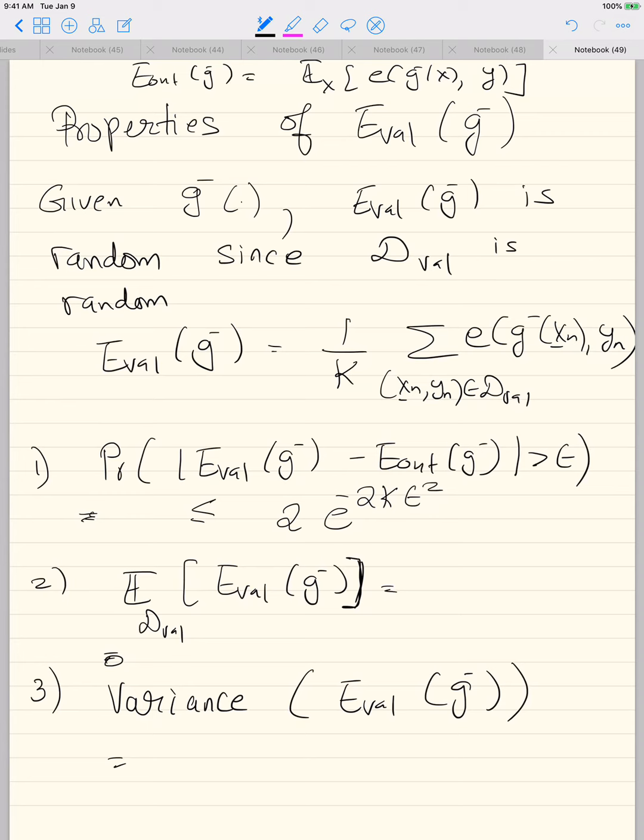E out is basically the test error, right? So the expected value of E val will be E out. G minus is a fixed hypothesis and you're evaluating it on k random points. If you take the expectation with respect to any of those k terms, it's all E out. This is like the first example we did. We had a fixed hypothesis coming in. We had k random points. This is like our training error on those k random points. And this is the test error.